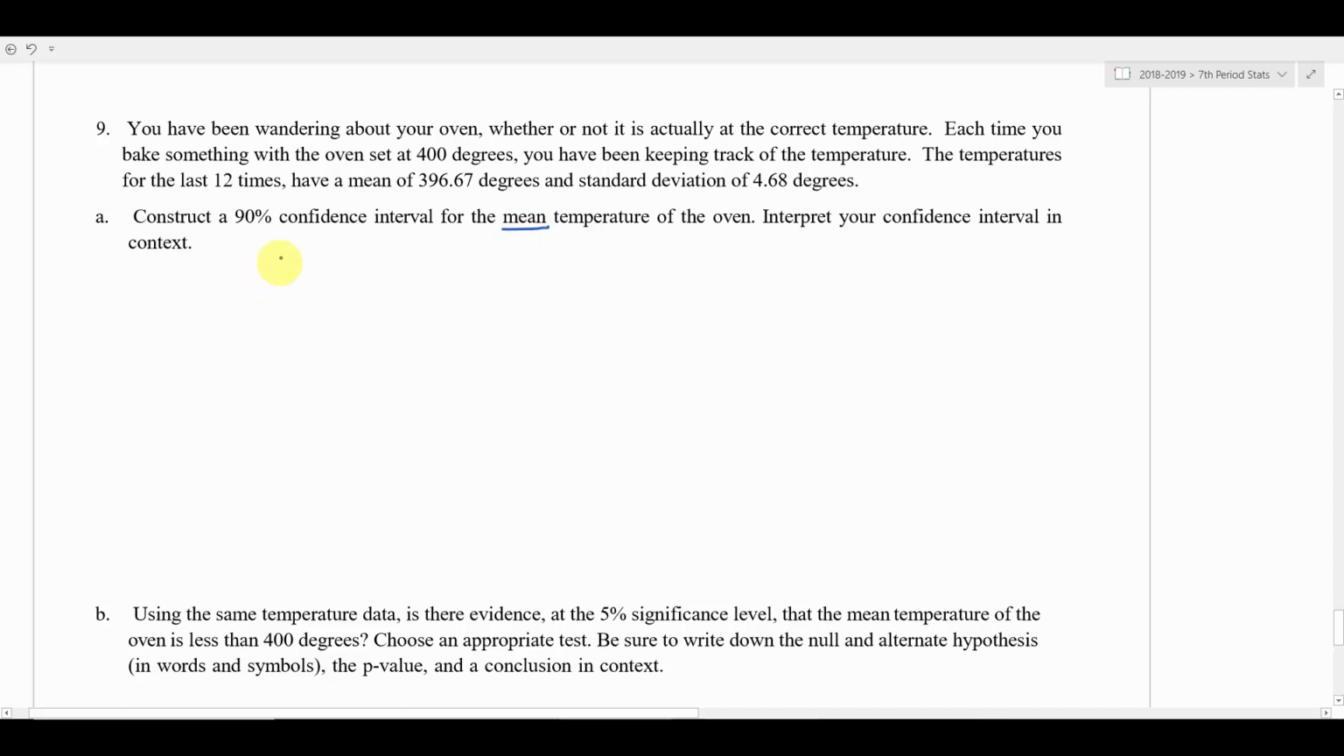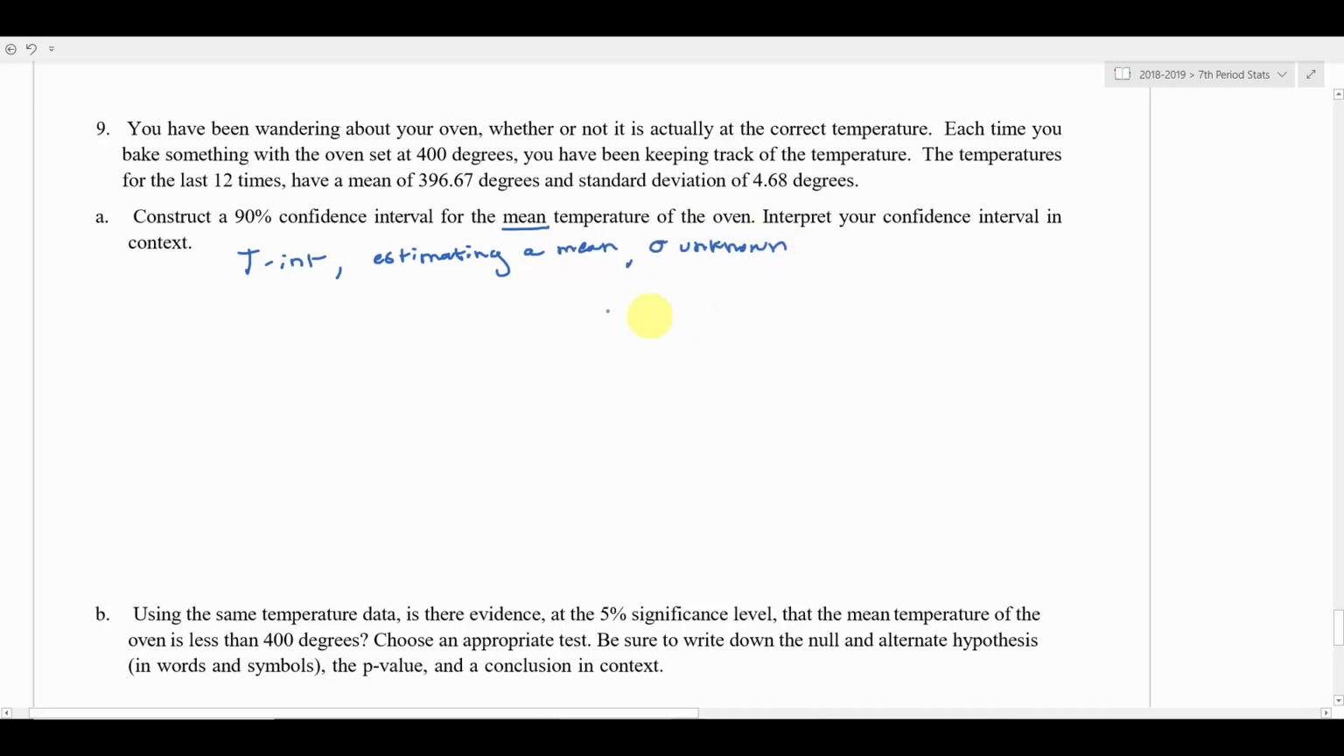And I'm going to go back and see. Let's see. So 400 degrees, temperatures last. So these numbers, the 396.67 and the 4.68, came from our sample. So we don't know anything about the population standard deviation. So this is going to be a t interval. Okay, so we are estimating a mean. That was our first clue. And we did not know the population standard deviation, right? So this was unknown. That's how I narrowed it down to a t interval.